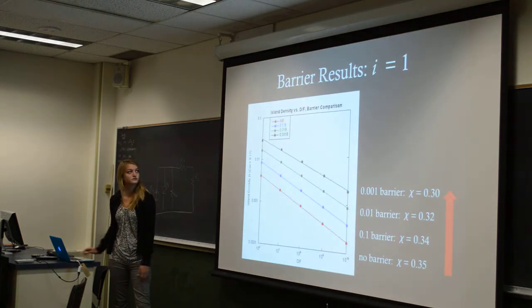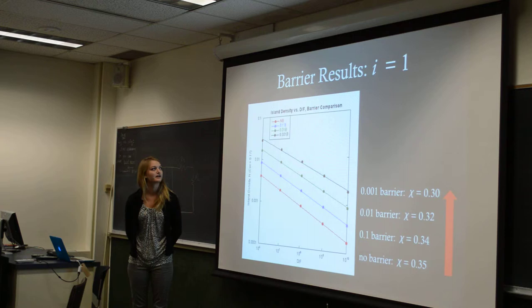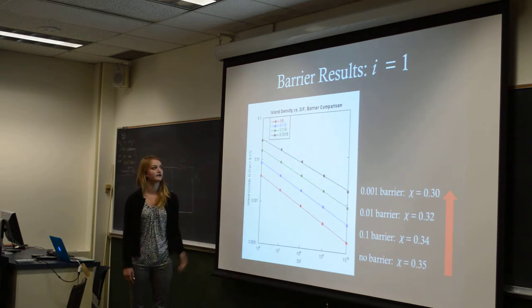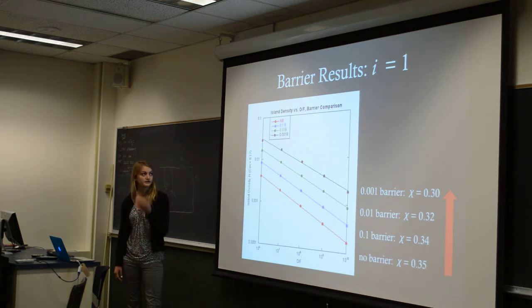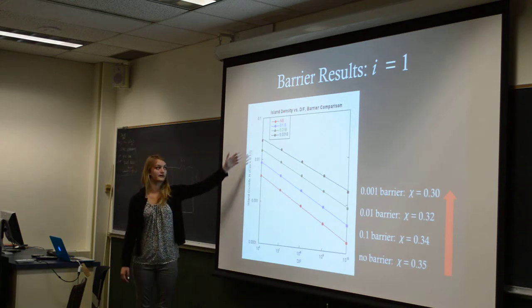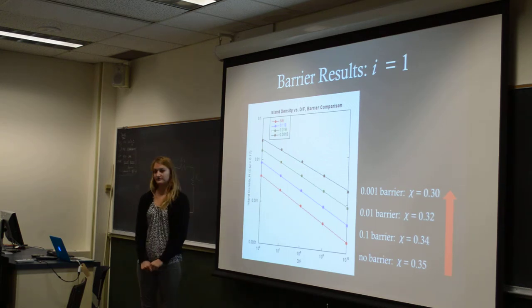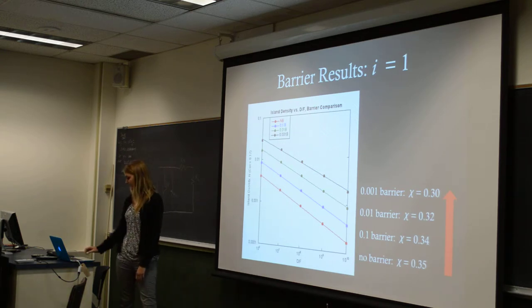All right, so I started off this summer, this is kind of where I was at the last talk, just simulating a basic lattice with i equals 1, so that's just any island is stable, and added in barriers that decrease the probability that a monomer would attach to an island by different factors. And so what I found is that while the island density goes up as you increase the barrier, the scaling, so the chi, the exponent, actually goes down, which is the opposite of what you would kind of expect, given that you're thinking the barriers are causing this unusually high chi.